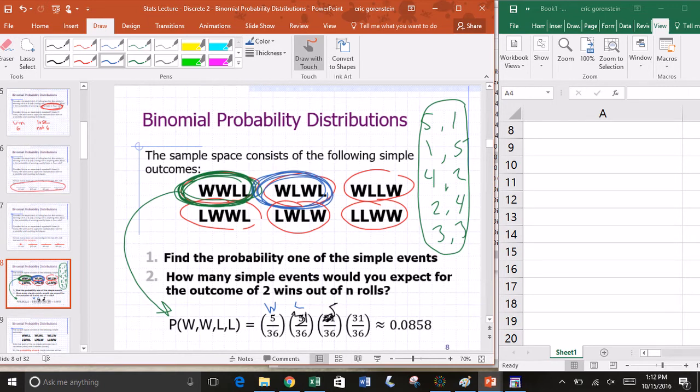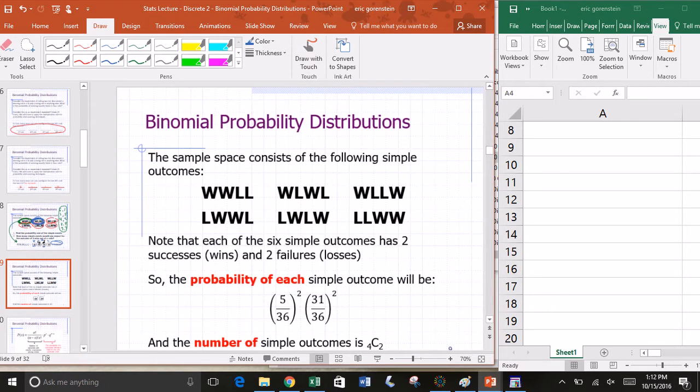So that would be a win. And finally, the last loss. So for this second case here, win-loss, it would still be 2 5 out of 36s and 2 31 out of 36s. So we get the same final result. So each of these 6 simple outcomes has the same probability.